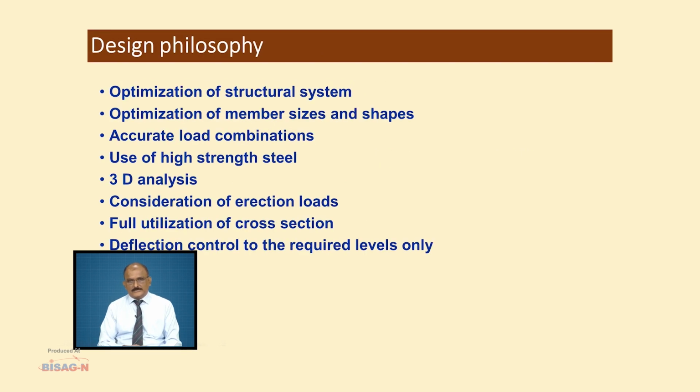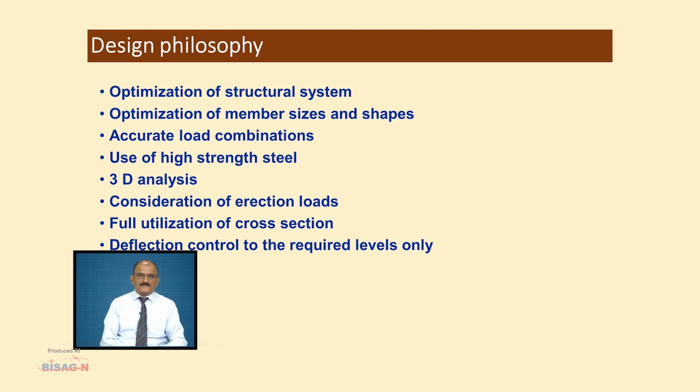Then, as I told you, in the design philosophy, we always try to optimize the structural arrangements as well as the cross-sectional area at every point in the structure so that maximum economy is achieved. We use the largest possible member length so that we have a minimum number of connections at site, and these are carried from the factory to the site in a fully fabricated form. We will go into the details of this.